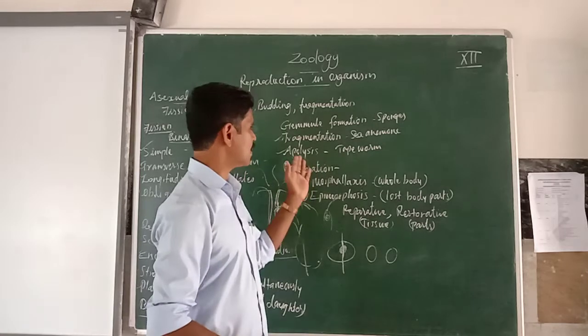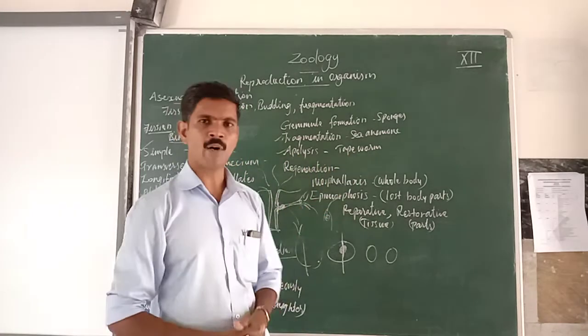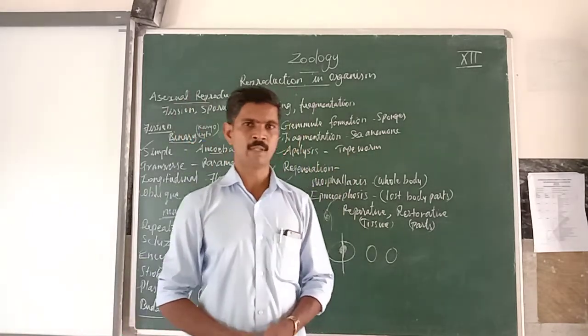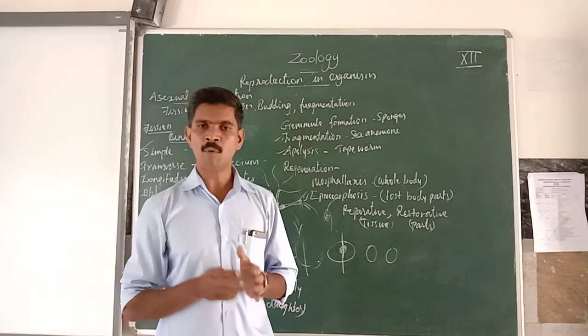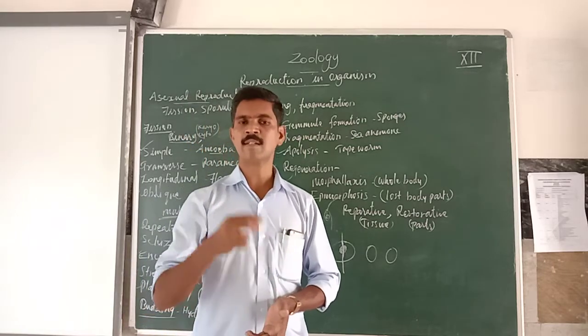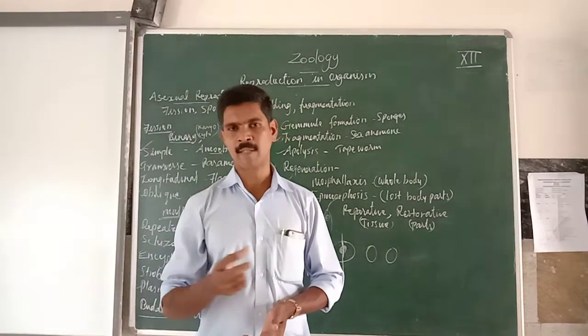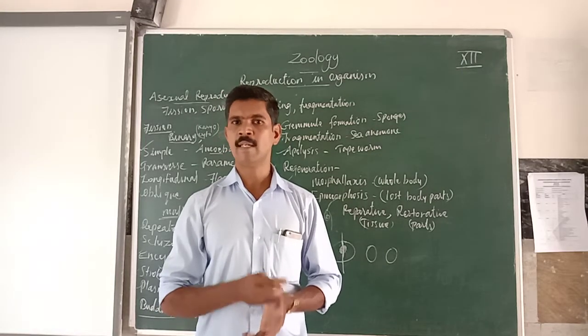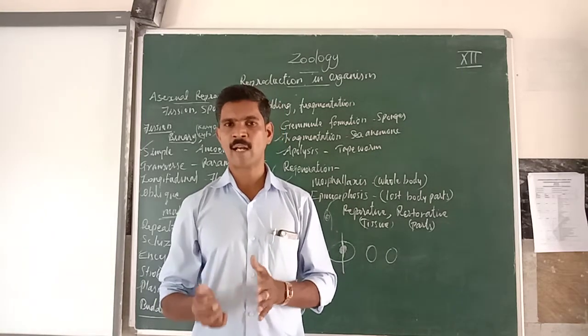Then the next one is called apolysis. We can see this type of asexual reproduction in the body of the tapeworm. Listen very carefully. The body of the tapeworm is divided into many segments, not fragments, many segments.